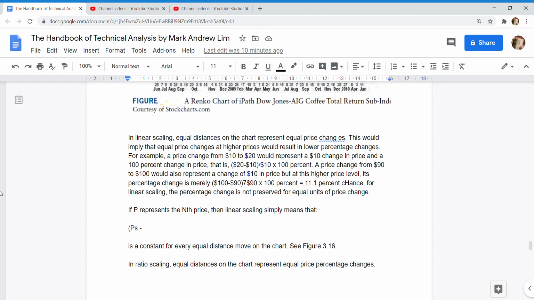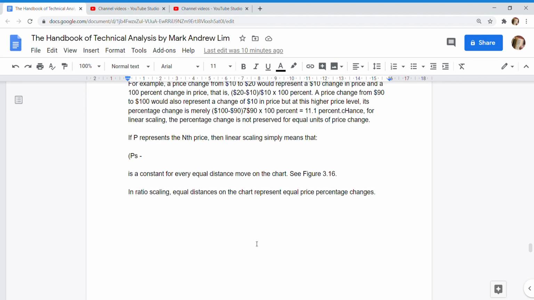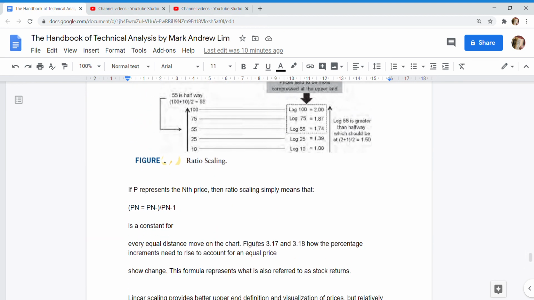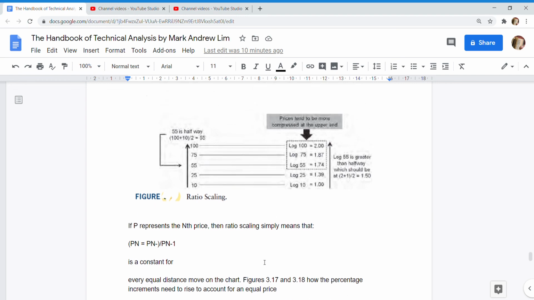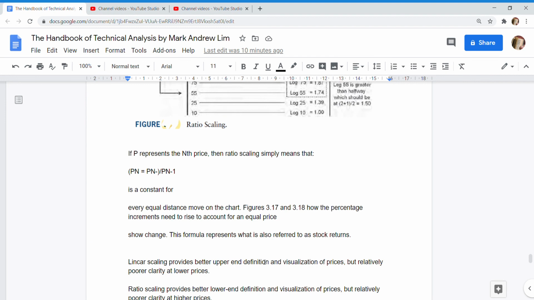In ratio scaling, equal distances on the chart represent equal price percentage changes. If Pn represents the nth price, then ratio scaling simply means that Pn / Pn-1 minus 1 is a constant for every equal distance move on the chart. Figures 3.17 and 3.18 show how the percentage increments need to rise to account for an equal price change. This formula represents what is also referred to as stock returns.